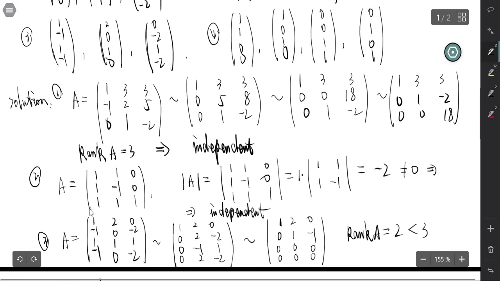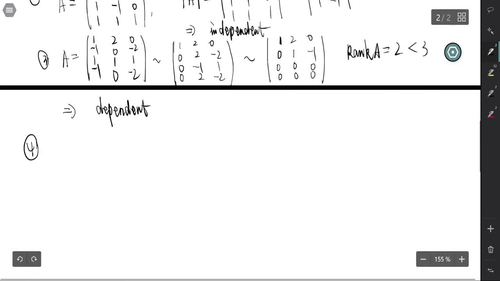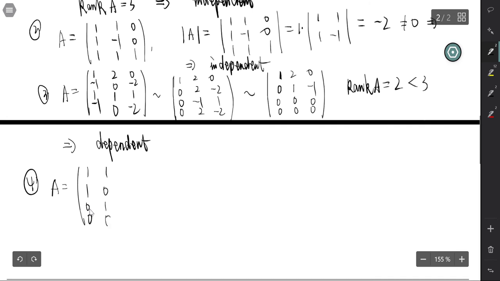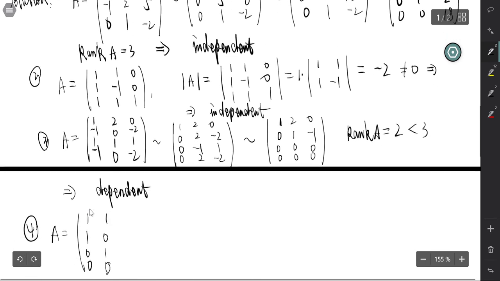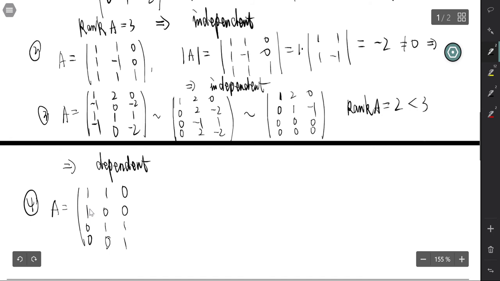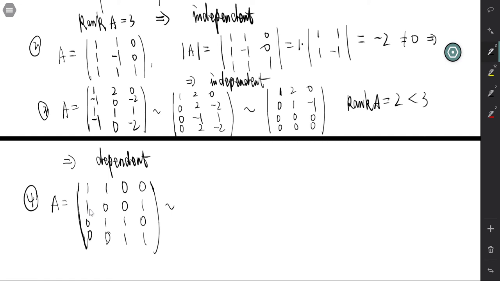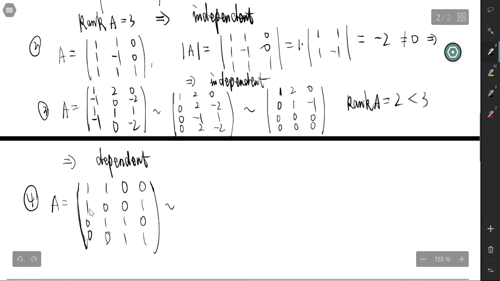And the fourth one is here: 1, 1, 0, 1, 1, 0, 0, and 1, 0, 1, 0, 1, 0, 1, 0. And the third, 0, 0, 1, 1, 0, 0, 1, 1, and 0, 1, 0, 1, 0, 1, 0, 1. We can use row reduction. We can use the determinant as well, but maybe row reduction is easier.